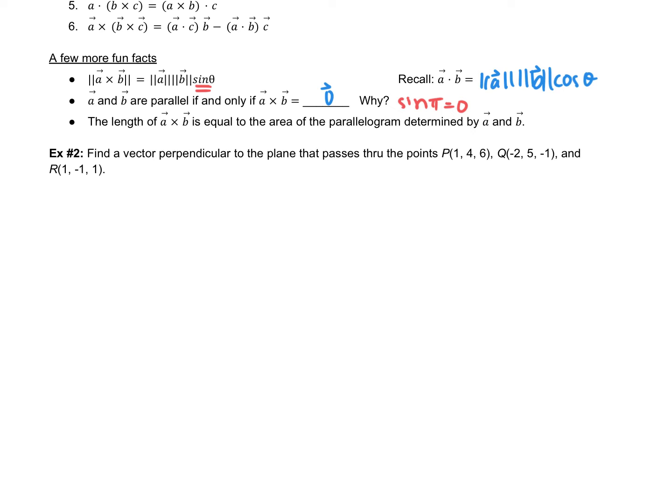And then, lastly, another fun fact is the magnitude of the cross product is equal to the area of the parallelogram determined by those two vectors. And that is something that we are going to look at in a little bit.